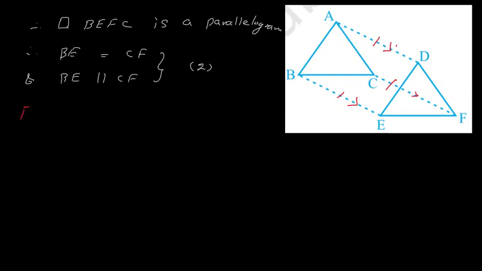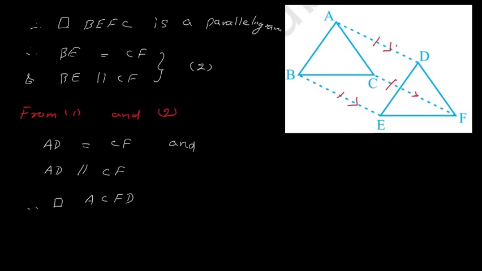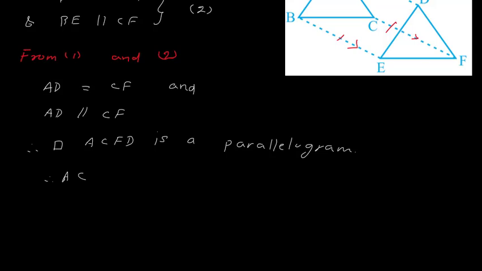So I will say that from 1 and 2, AD is equal to CF, and AD is parallel to CF. So we have proved this third part. Therefore, quadrilateral ACFD is a parallelogram. Now, as this is a parallelogram, we have AC equal to DF. This I will consider the third statement.